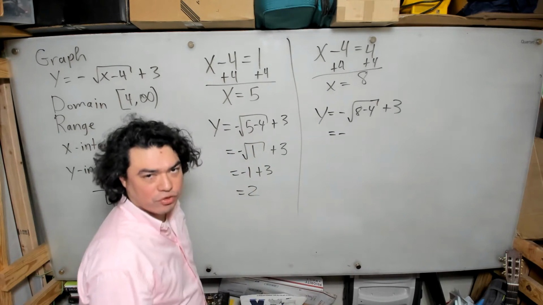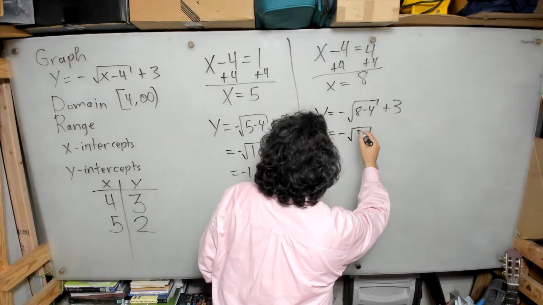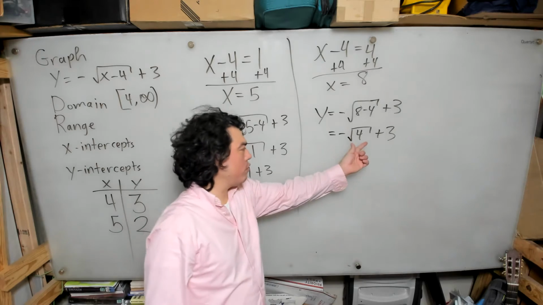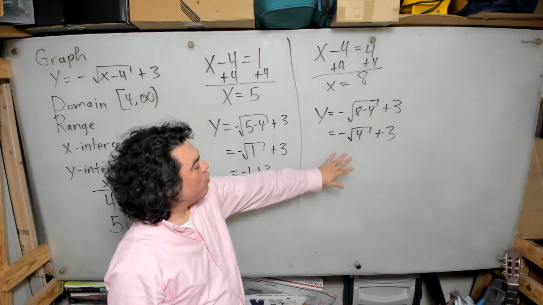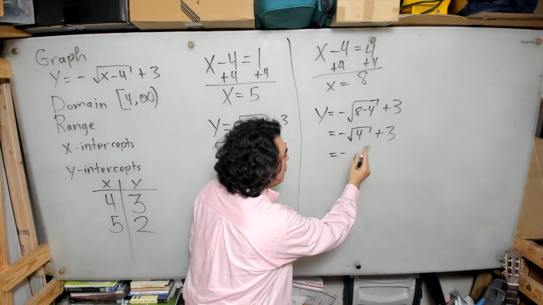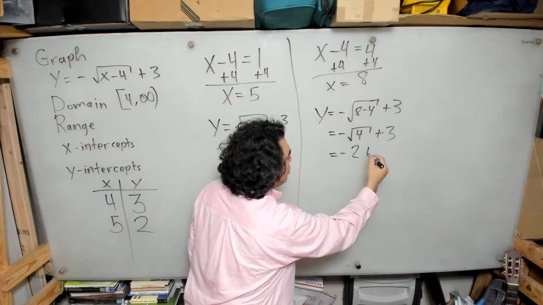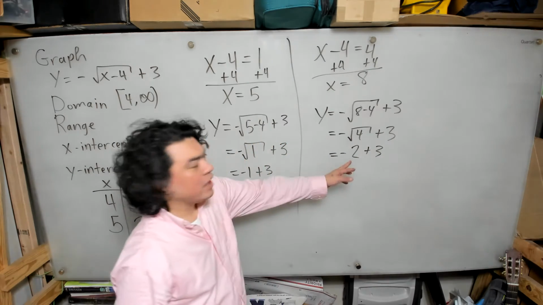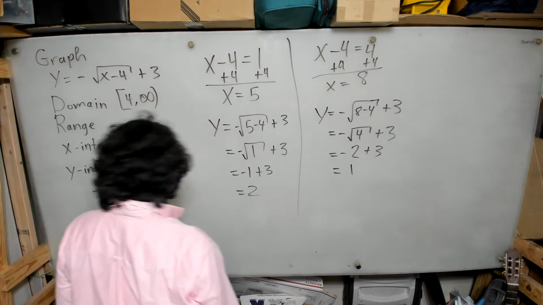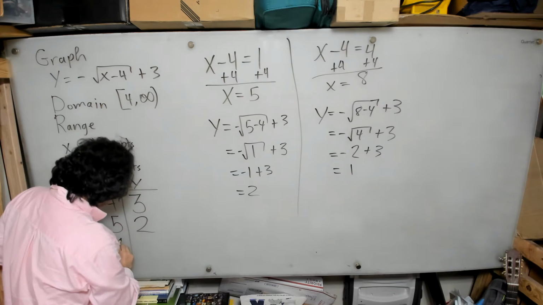What is 8 minus 4? 8 minus 4 is 4. So this will be 4. Okay, so we have the square root of 4. Then, what happens here? Well, we ask what's the square root of 4? That's going to be 2. So it'll be negative 2 because of that negative on the outside. And then plus 3. What is negative 2 plus 3? Aha! It is positive 1. So I now know that for x equals 8, my y is 1. So I write that down here.